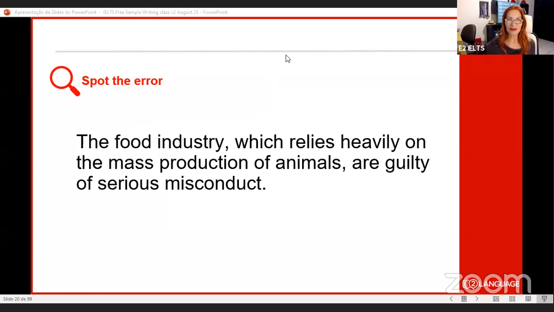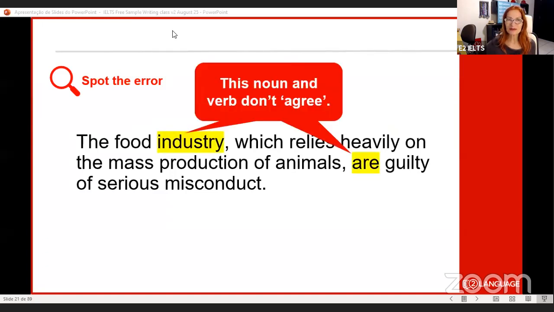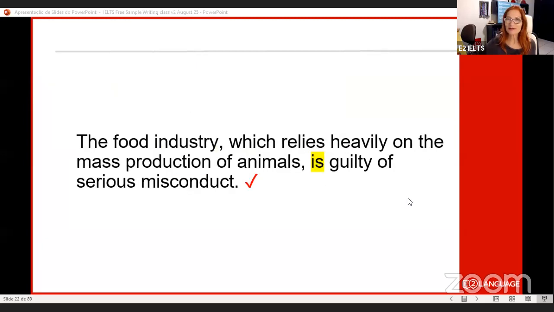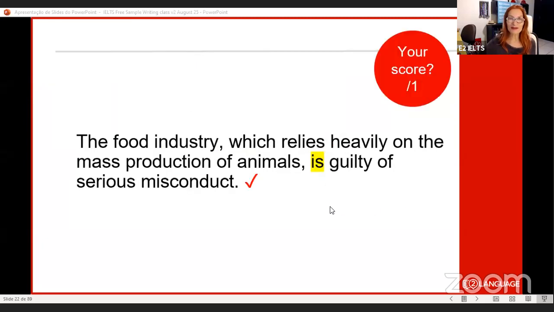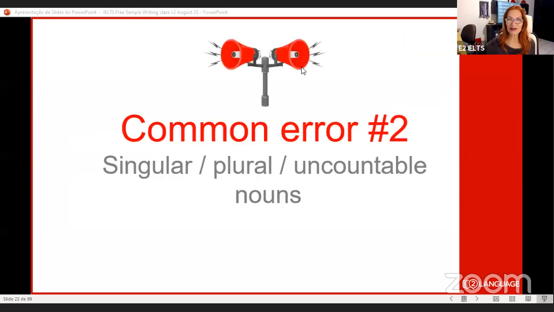Excellent, guys. Wonderful. Chat box is rolling and you guys are doing excellent. Here we go. So this is what we call noun and verb agreement. You have a singular noun and a plural verb. Well spotted. So you guys can mark 1 point. If you got this right, give yourself 1 point and save that information. Common error number 2, singular and plural, uncountable nouns.